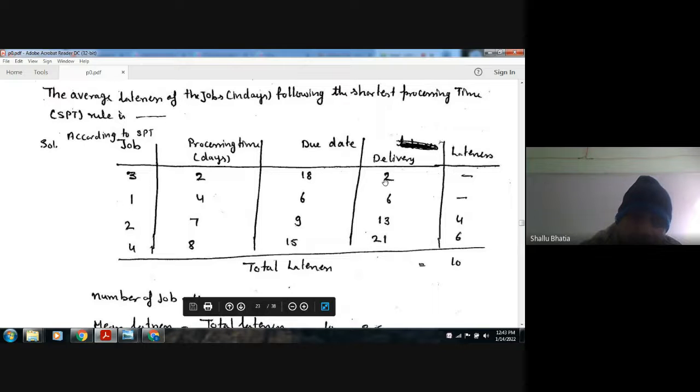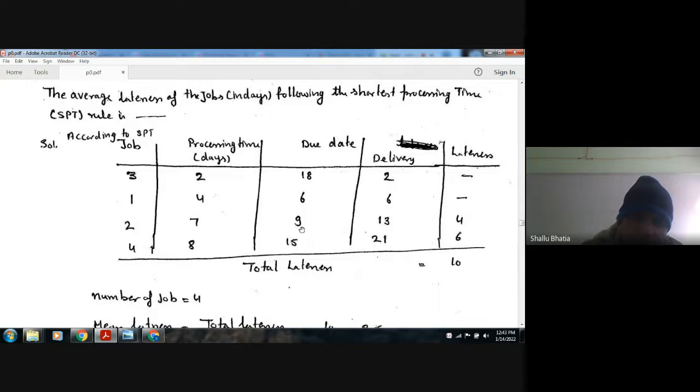The third job will be completed after 2 days, so there will not be lateness. The next will be completed after 2 plus 4, 6 days, so there is no lateness. Similarly, the next will be completed after 7 plus 4 plus 2, 13 days.